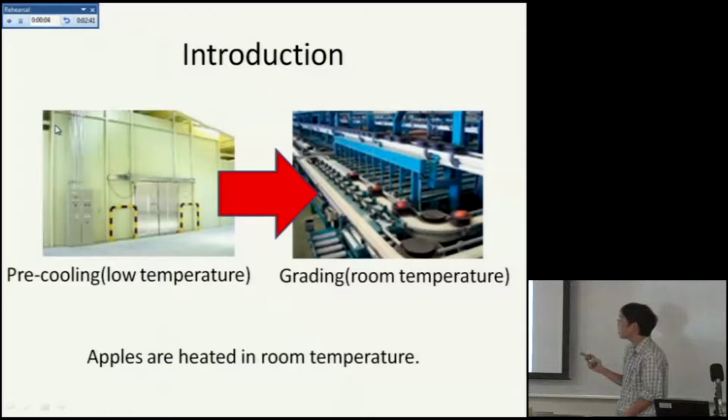In an apple grading center, the harvested apples are pre-cooled in a refrigerator, then moved to the grading line. So apples are heated by the room temperature. This heating causes a temperature difference between stems and fruit area.